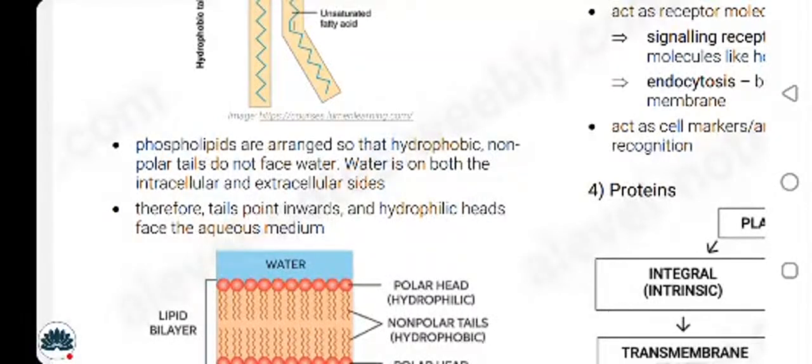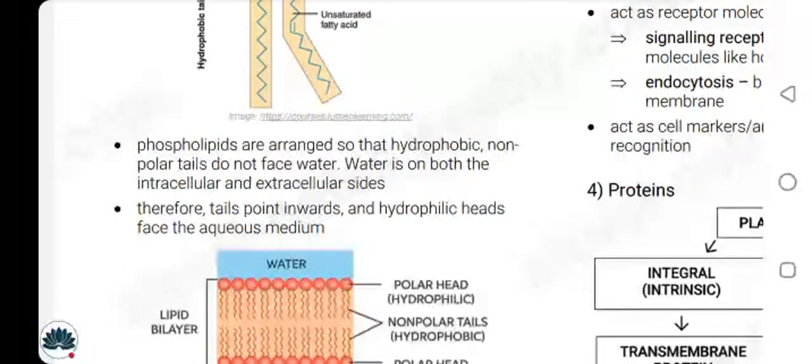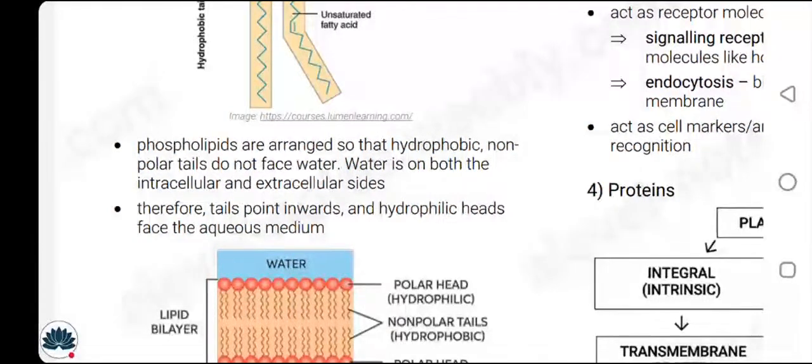Phospholipids are arranged so that the hydrophobic non-polar tails do not face water. Non-polar means that they are insoluble in water. Water is on both the intracellular and extracellular sides, meaning the inner side and outer side of the cell. Therefore, tails point inwards and hydrophilic heads face the aqueous medium.